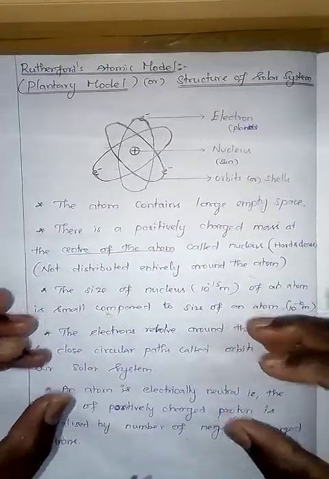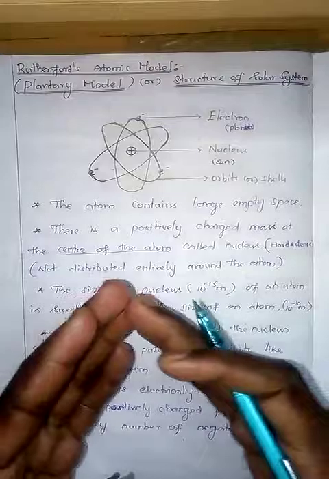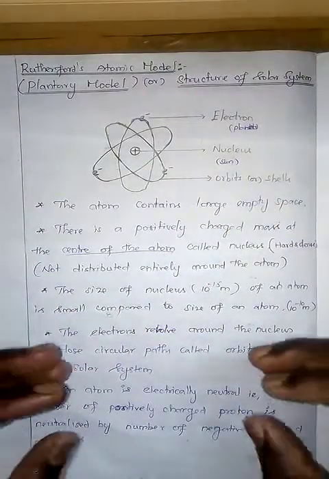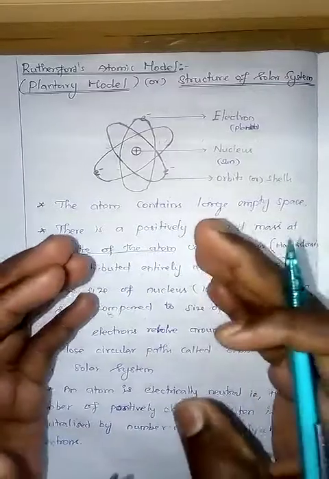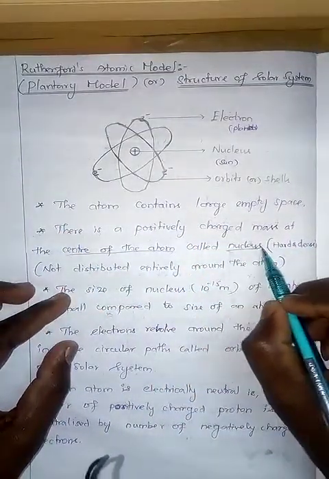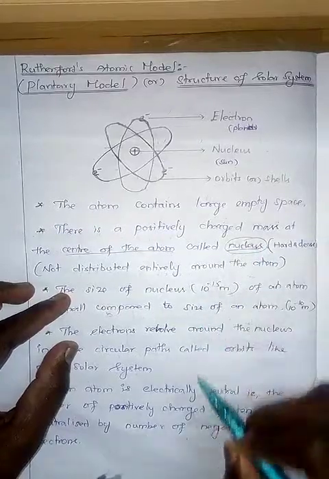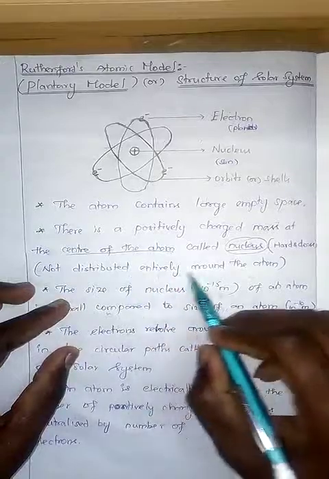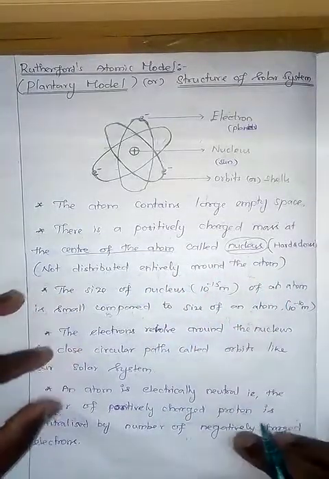So that is the reason that the positive charge in an atom is not spread all around the atom like Thomson said. Instead, it is focused at the very center of the atom. The center of the atom, which he called the nucleus, is a hard dense area, not distributed entirely around the atom like Thomson said.